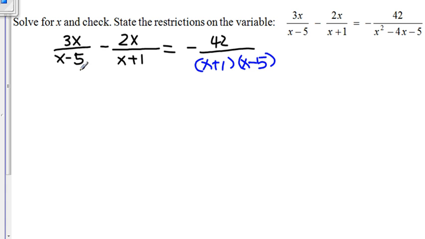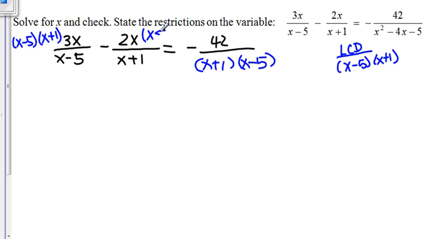Now if we can get rid of the denominator, that would be easy for us. So why don't we find the LCD and multiply the LCD on both sides so that we can use the LCD to cancel the denominators. The LCD for this one would be x minus 5, x plus 1. Now let's multiply x minus 5, x plus 1 on each side.